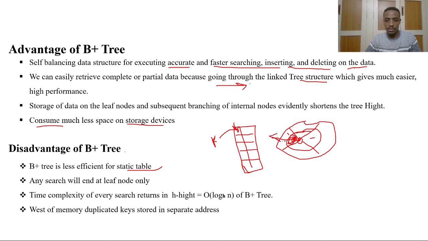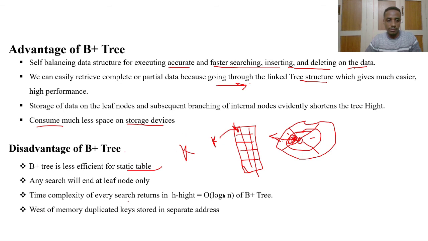So this is a dynamic operation. The B+ tree is also used for dynamic operation for big data management. Any search will end at the leaf node only, because all the keys are present at the leaf node. So we are mainly searching for key values that point to the data. Our key values are present at the leaf node only. We cannot put our key values in the root node or inner nodes.